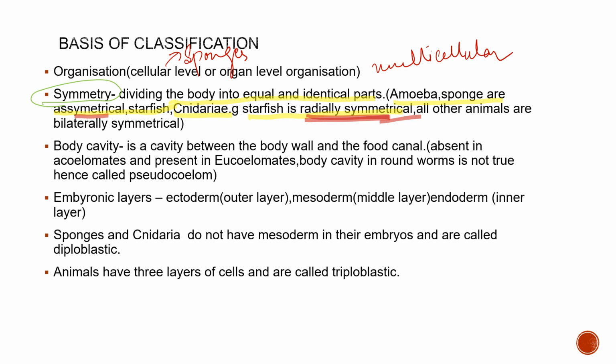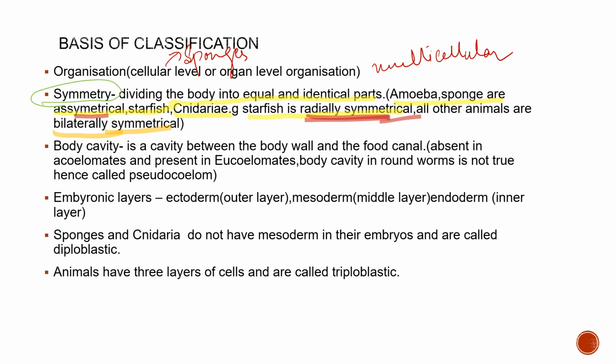Now other animals are bilaterally symmetrical. So what does this term bilaterally symmetrical mean? The body can be divided into two similar halves only through any one plane. It is not like through any center we are dividing it into two halves. No, through any one plane, that is bilaterally symmetrical. So this is the second basis of classification.